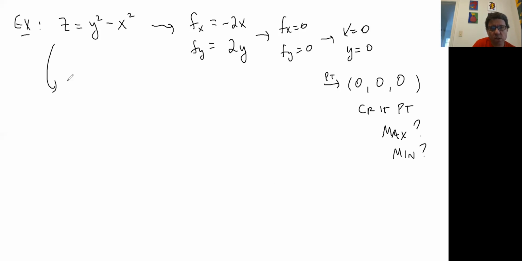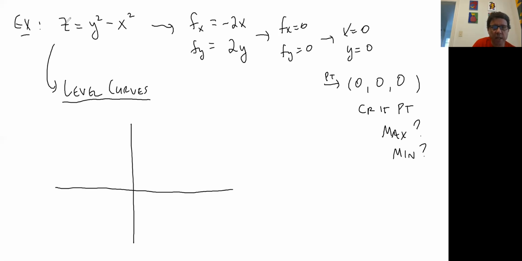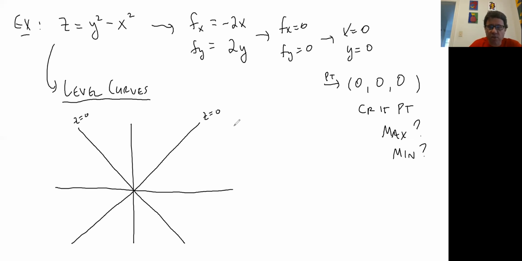Anyway, let's just try different values of z. Let's just look at level curves for z. If z is 0, then I will get 0 equals y squared minus x squared. So to bring the x squared over and take the square root, I'll get plus or minus y. I'm not going to go through all the steps here because it's going to get too cluttered. But level z equals 0 has these two lines as my level curve. If I set z equal to 1, then I'll get 1 equals y squared minus x squared. And that's a hyperbola opening. So there's x, there's y.